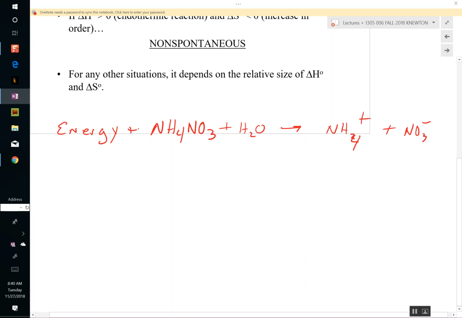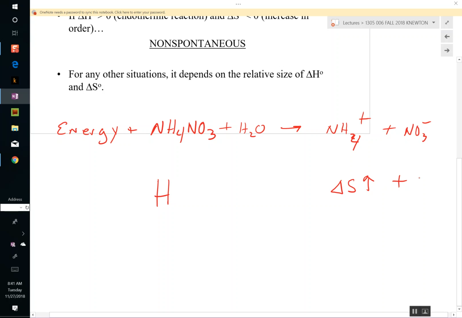You put ammonium nitrate in water, and it spontaneously dissolves, but it makes the water get colder. It's requiring enthalpy. It requires heat to do this. But what is happening here? Delta S is positive. It's becoming more random. All right? So ammonium nitrate dissolving in water is an entropy-driven process. Entropy is driving the process.